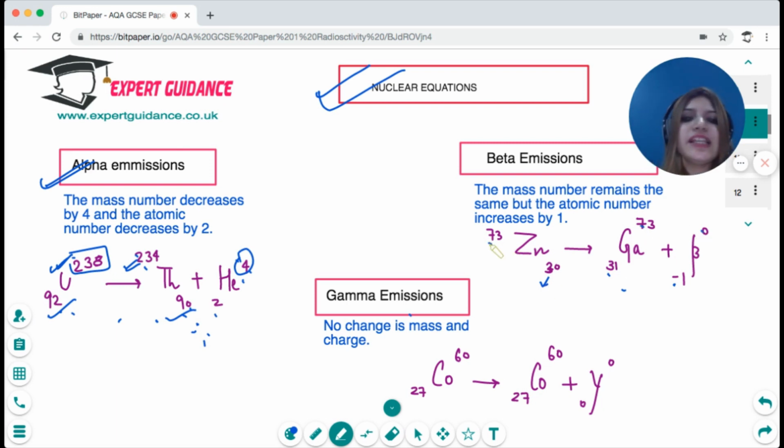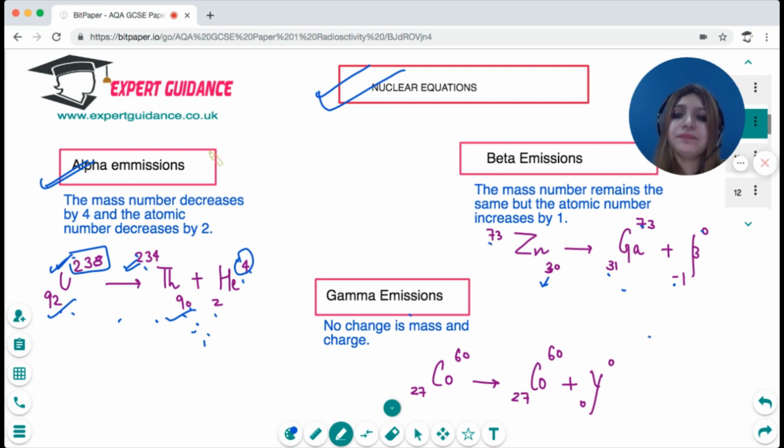So in balancing a nuclear equation, you just have to make sure that the sums of the atomic numbers and the mass numbers on each side are the same. So that is why whenever an alpha particle is emitted, the atomic number decreases by 2 and the mass number by 4. In beta, the mass number shows no change, but the atomic number increases by 1, and in gamma, no change.